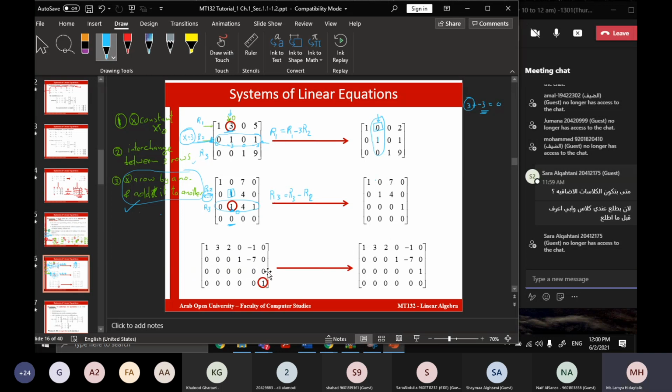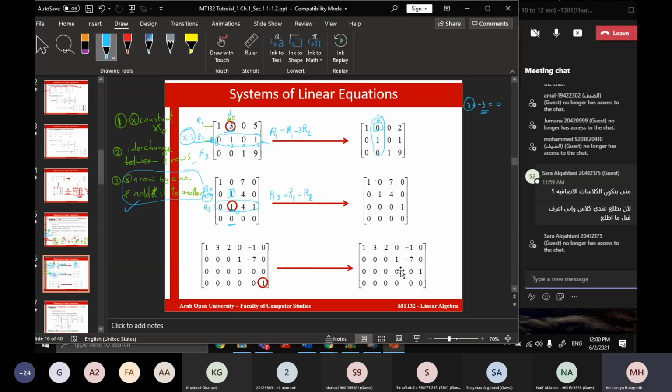All the zeros, but they are not at the bottom. This is not in the reduced echelon form. What should I do? We can interchange between the rows, so switch with the last one. This is the last one. So I take this down and put this up. Now it becomes like that.